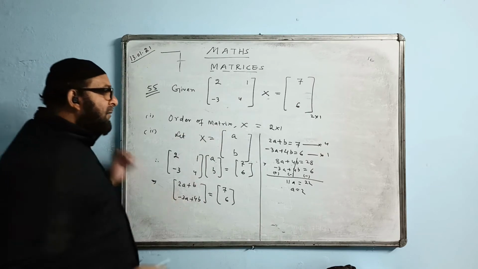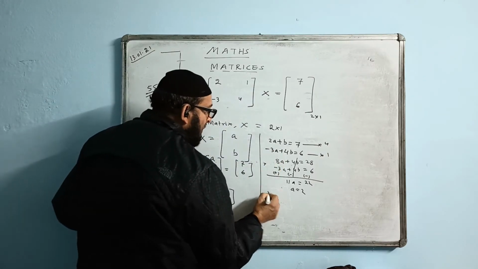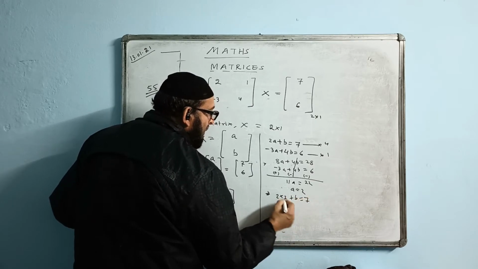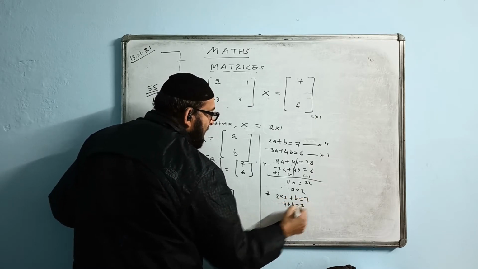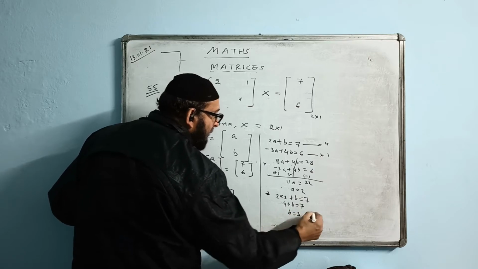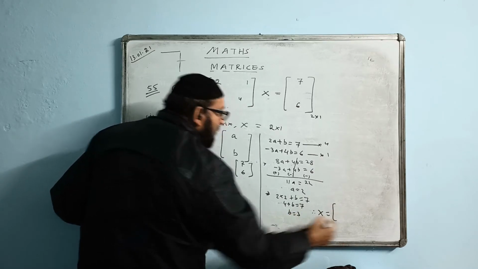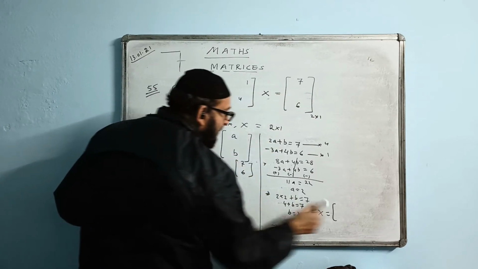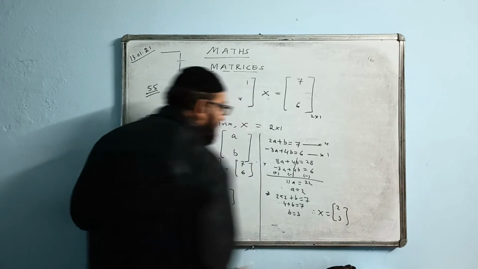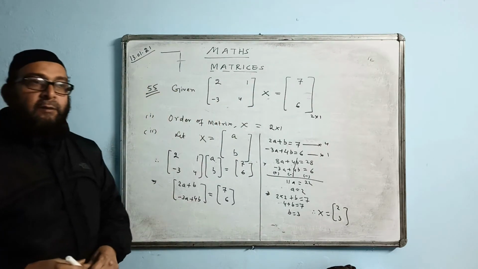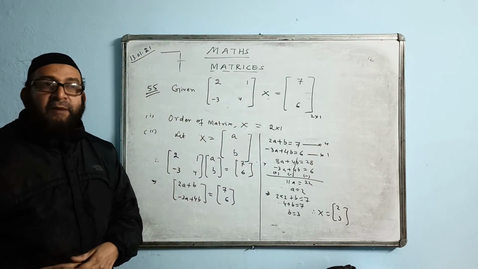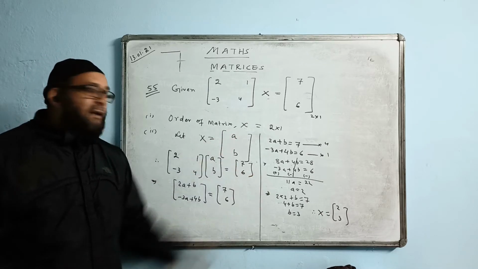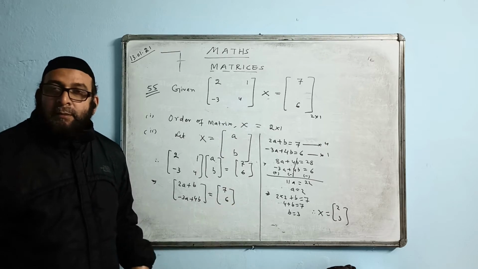Put the value of A back and find the value of B. You get 2 into A value, which is 2, plus B is equal to 7. 4 plus B is 7. Therefore B value is coming 3. Therefore X is equal to, we write the answer like this: A value is 2 and B value is 3. 2 and 3. This is the answer for the matrix X. First we are finding the order and then we are solving it, assuming A and B, and then finding the value of A and B and putting it back.